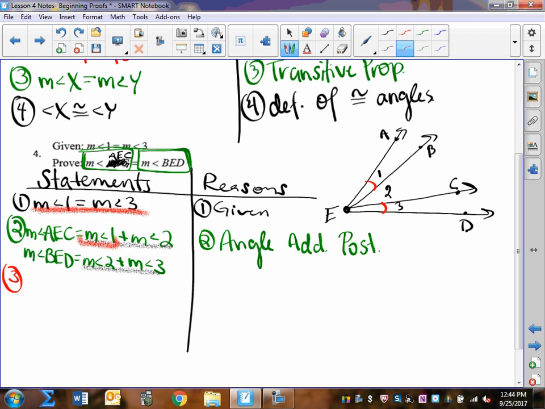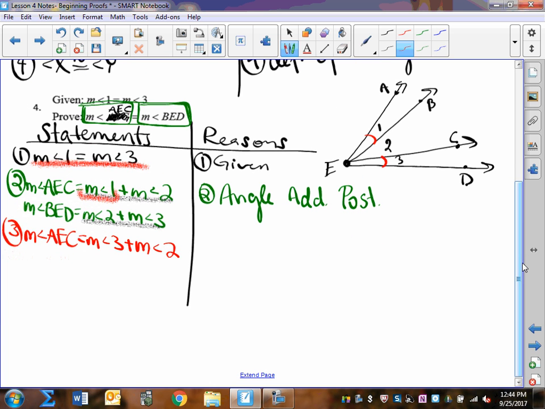All right. The measure of angle AEC. Instead of using angle 1, let's use the measure of angle 3. All right, so now we have it's made up of angle 3 and angle 2. And what did we do there? We substituted. Good.